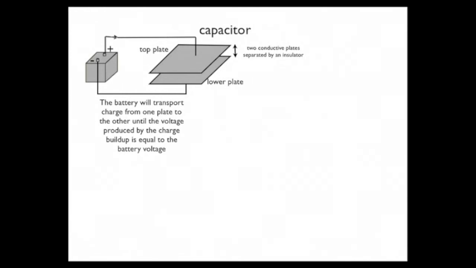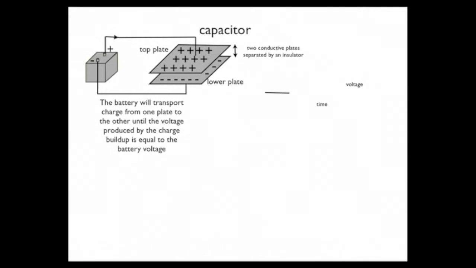So we close the switch, the circuit is completed, and all of a sudden, a humongous amount of charge accumulates on the top plate, positive charge running from the positive pole that repels the positive charges on the bottom plate, making the bottom plate negative. So this battery will transport charge from one plate to the other until the voltage produced by the charge buildup is equal to the battery voltage. In this case, it would be 1 volt because I made the battery 1 volt.